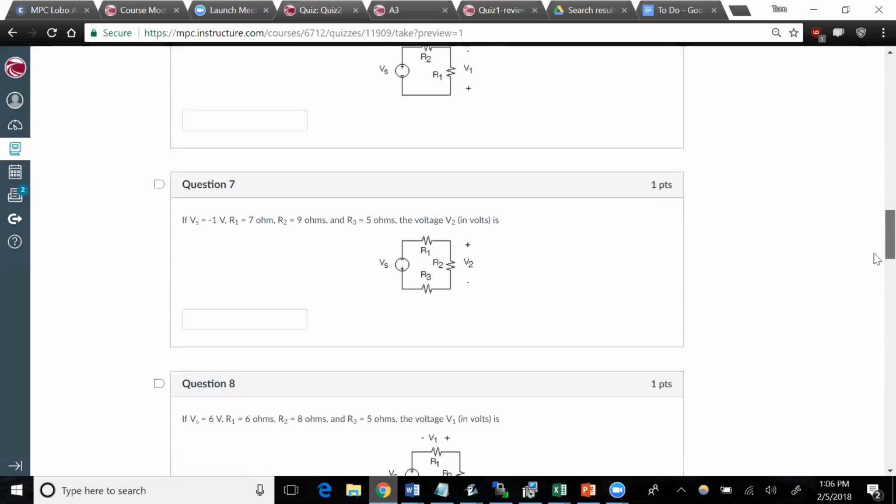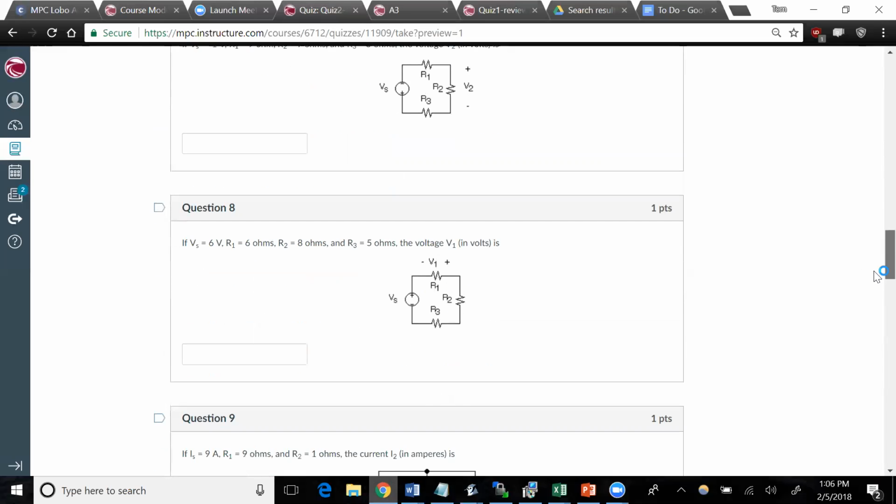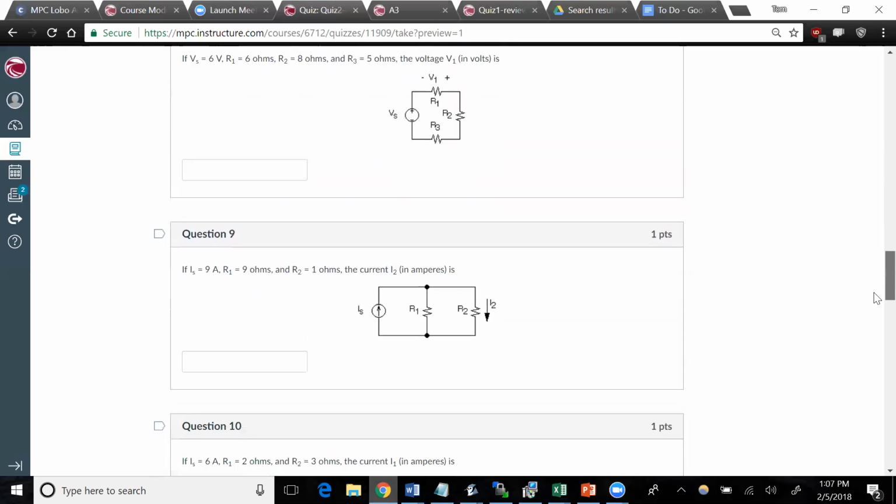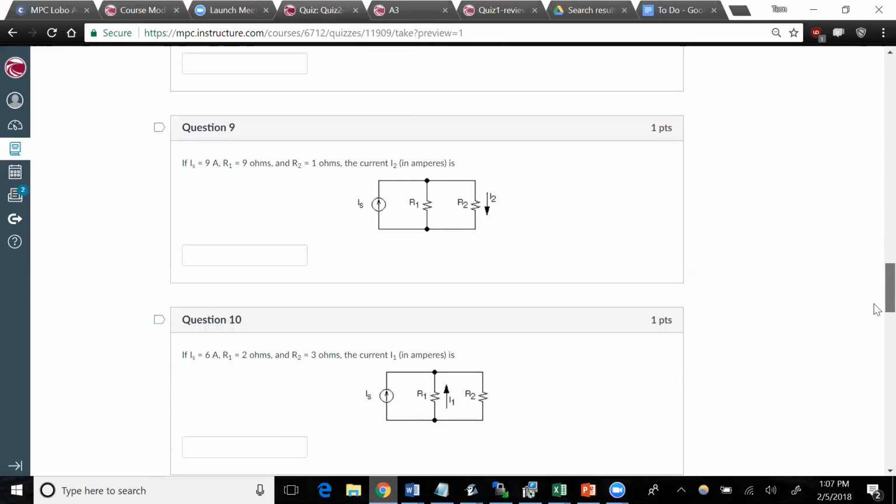There's another voltage divider problem with 3 resistors. Another voltage divider with 3 resistors, but the sign is different, right? So you're going to see every permutation of these things until you get it all figured out. What is this? What tool would you use on this one?